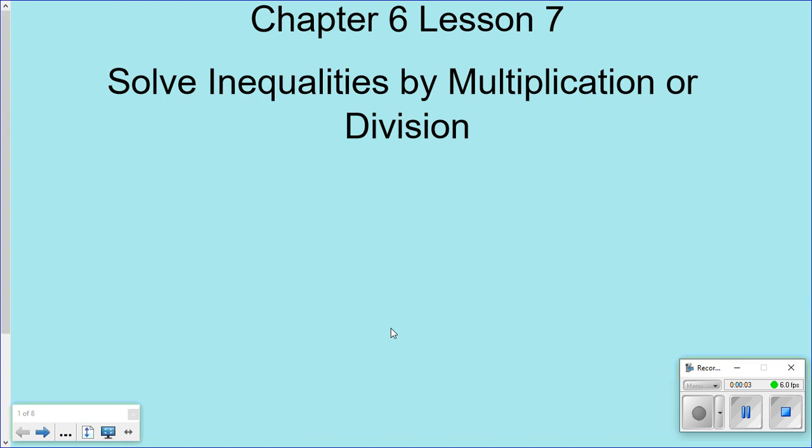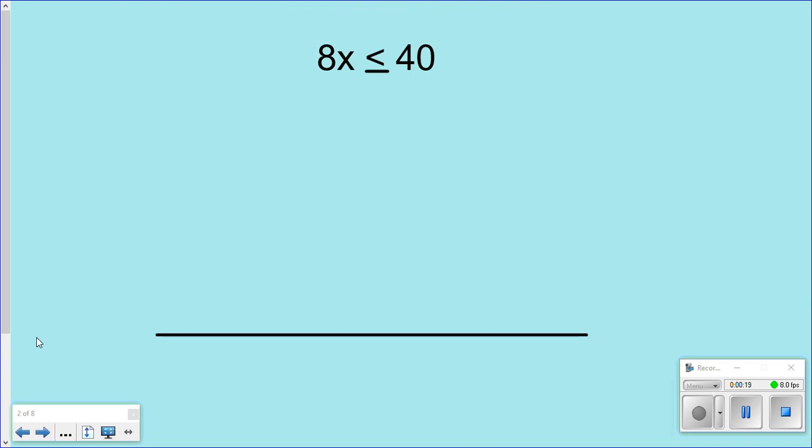Okay, so today's inequalities again, but we're using multiplication and division. If you remember how to do this from equation way, it's the same thing. And then I think tomorrow, next week, we do two-step inequalities, but for today, all right, so here's an example. I'm just going to show you examples.